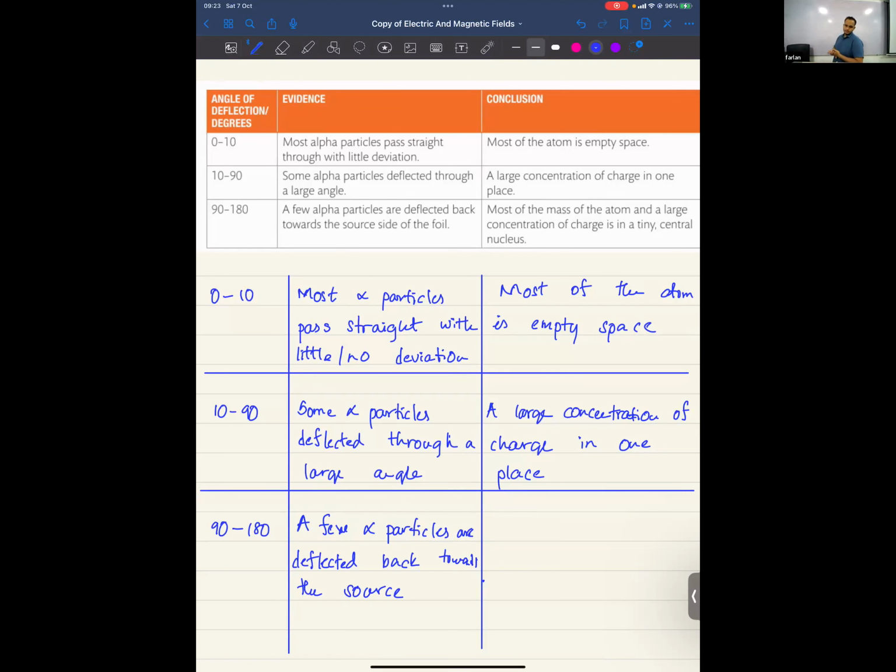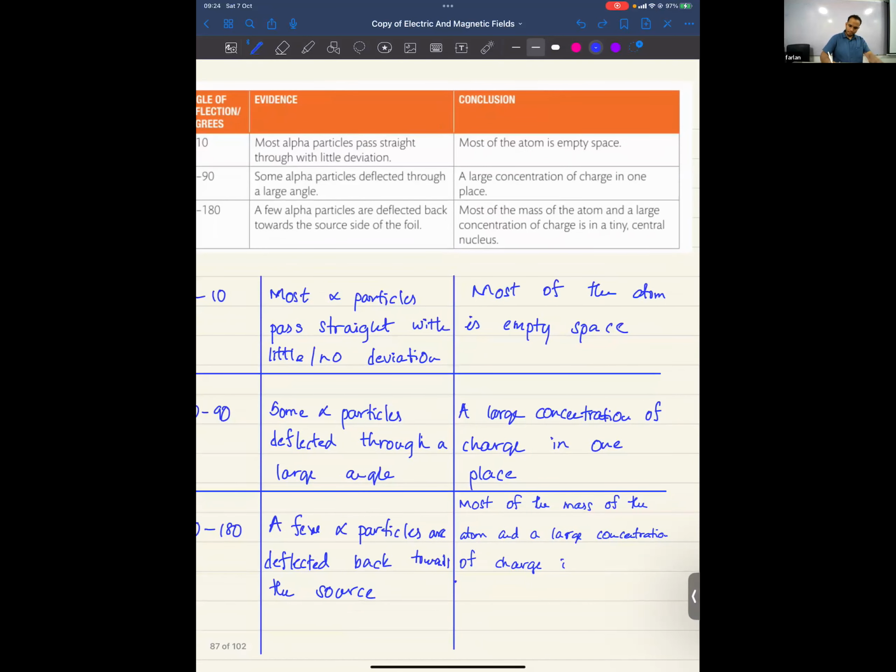So what is the conclusion based on that? Most of the mass of the atom and a large concentration of charge is in a tiny central nucleus.